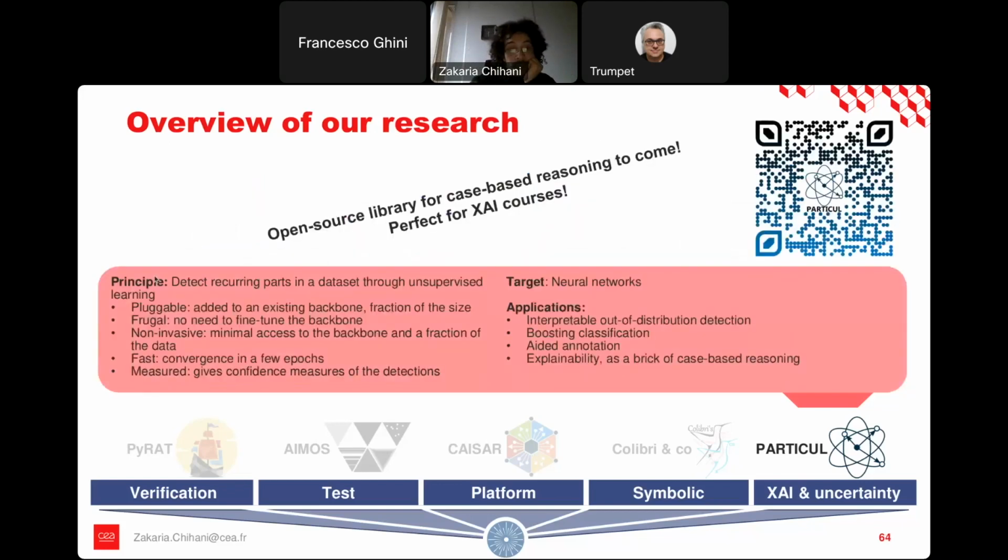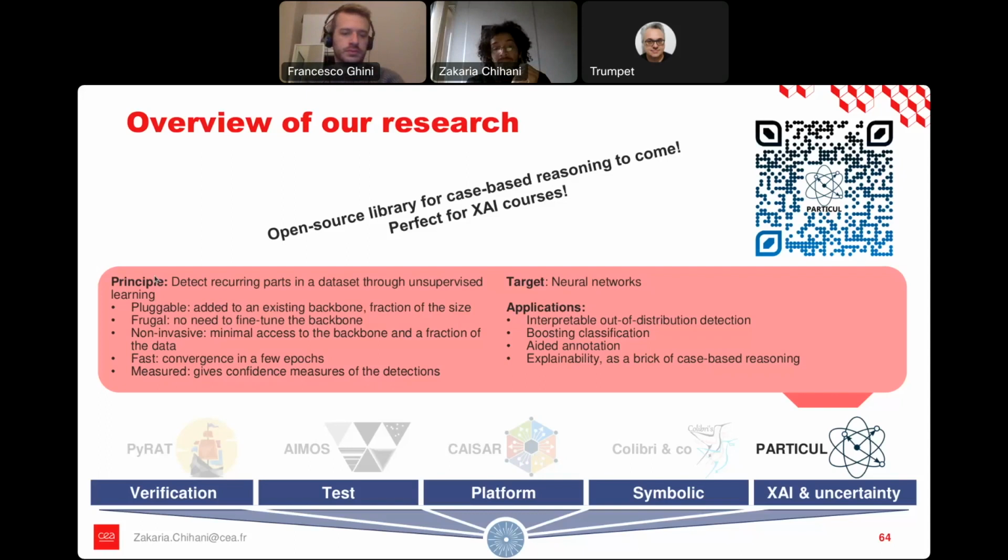Right. So to summarize on particle, it's pluggable, so it can be added to an existing backbone without having access to it. It's a fraction of the size, really like a surface size on the big model. It's frugal in the sense that it doesn't need a lot of inputs to be able to converge on different parts. And it converges very quickly.